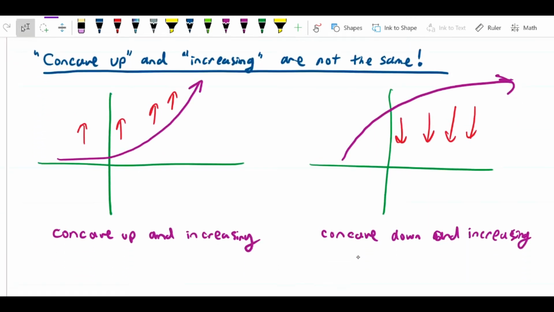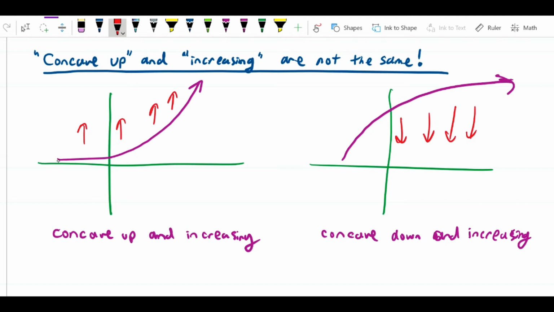It's important to note that concave up and increasing do not mean the same thing. They're different characteristics of the same part of a curve. So here, just to make the point, on the left I'm showing a curve that is concave up and increasing. You can see that it's concave up. That's clearly what the shape of the curve is.